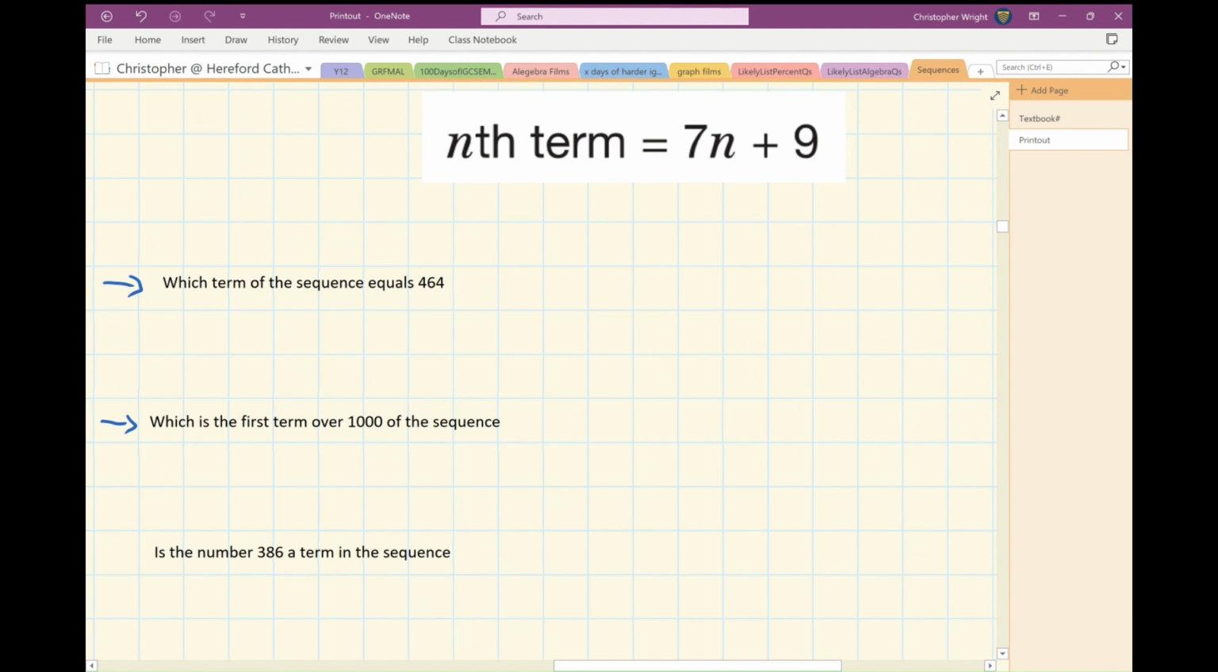And we're going to find a way of working out whether or not a certain number is indeed a member of the sequence. So let's look at the first one here. Which term of the sequence equals 464?